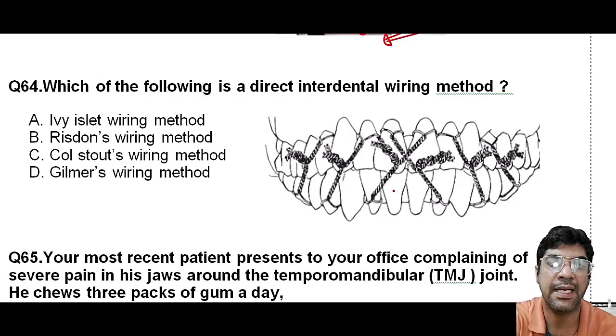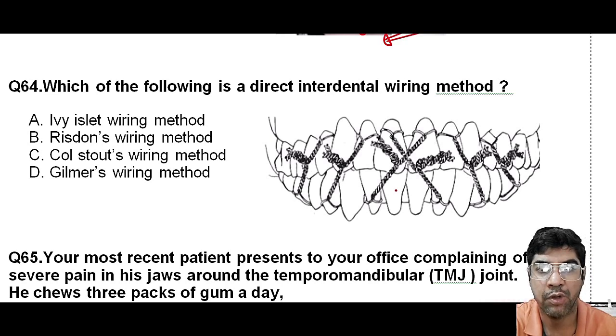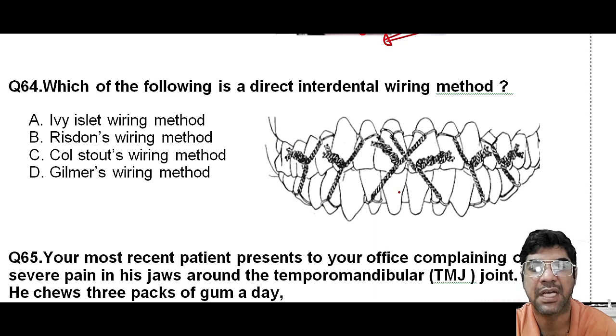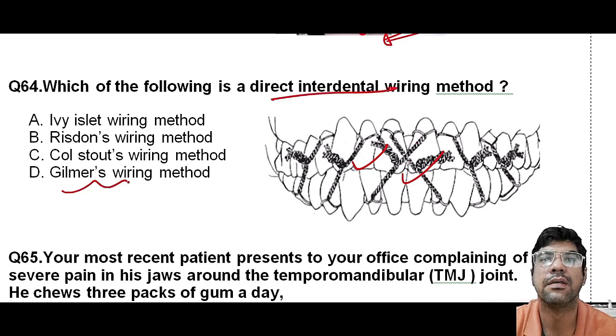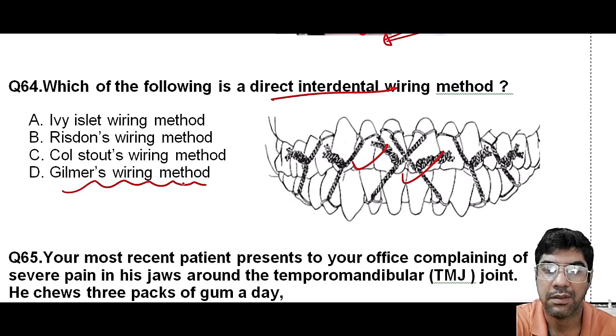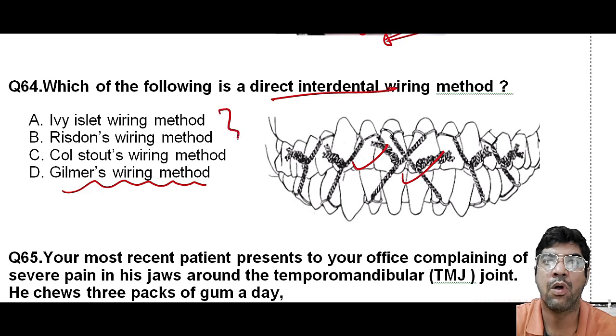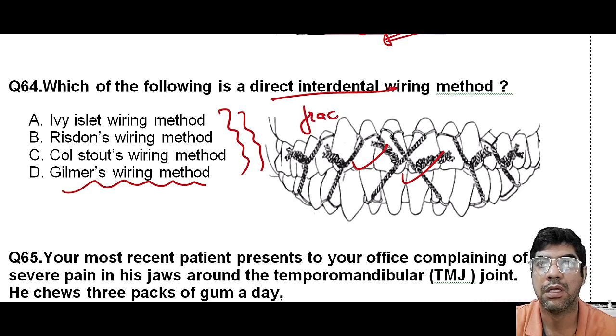Which of the following is a direct interdental wiring? The answer is Gilmer. It is the Gilmer direct method of wiring. It is the simplest and most rapid method for immobilizing the jaw. In this technique, the wires are directly attached to the teeth, making it a direct interdental wiring technique. To know all these other methods, please go to the video of the fracture part from the textbook that we shall be covering.